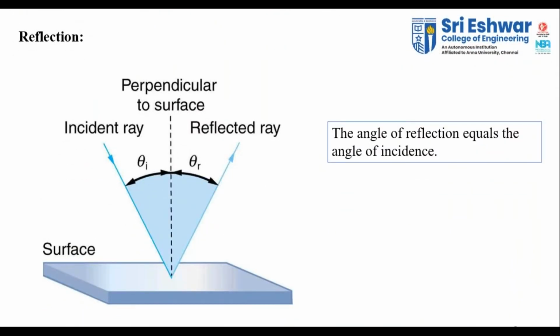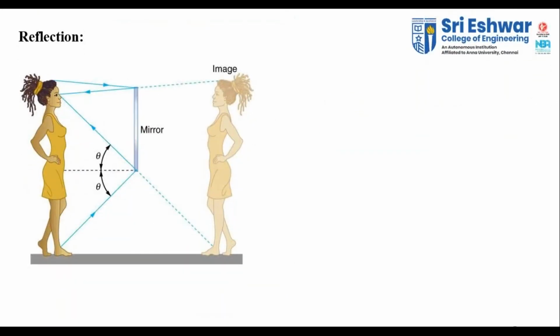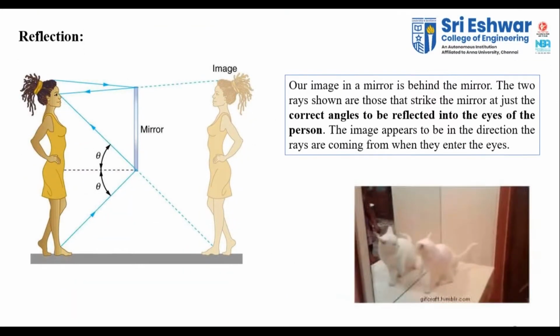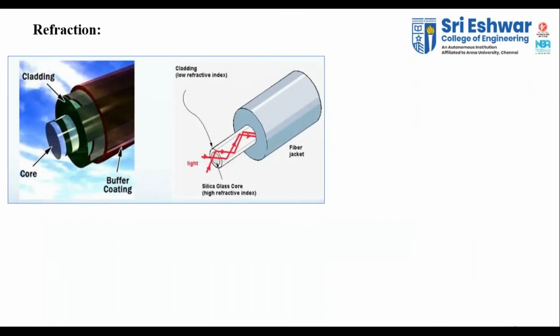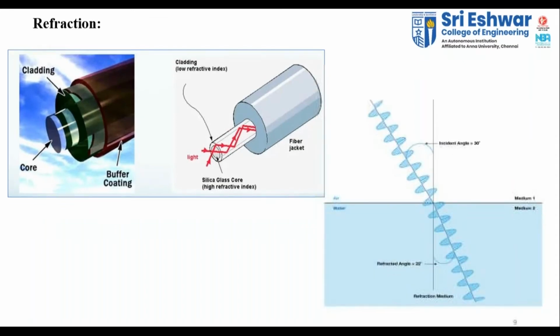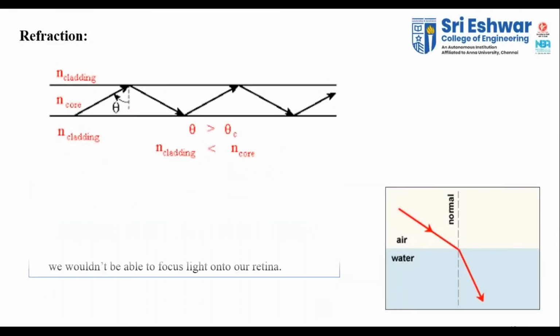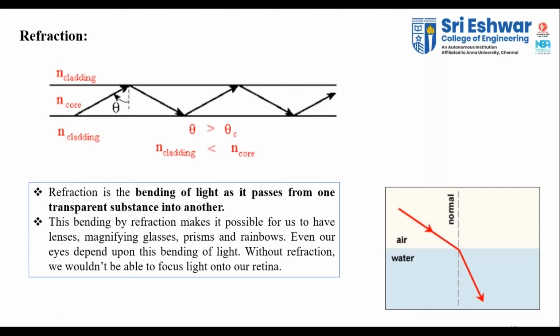The next one is reflection. So the basic laws of optics: first reflection, then refraction. What is the difference? In reflection, the angle of incidence is equal to the angle of reflection, theta I equals theta R. But in refraction, theta I is not equal to theta R, because the light changes from medium 1 to medium 2.